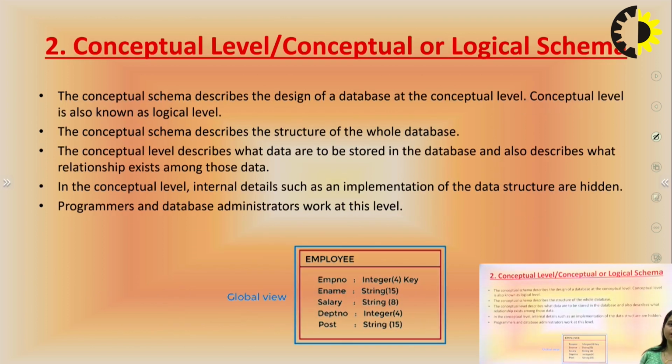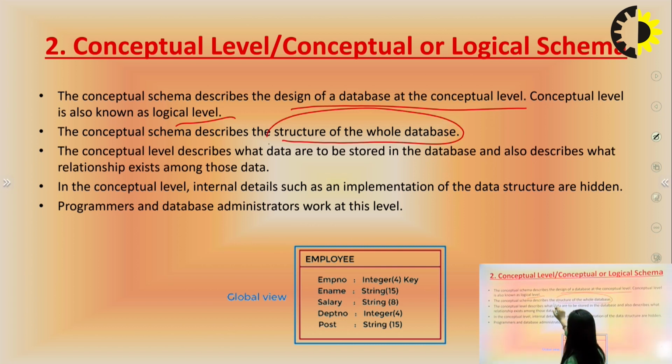Next is your conceptual level schema or logical schema. In the logical schema, we describe the design of the database at the logical level. It is also known as the logical level. It describes the structure of the whole database like this. The employee table has employee number which is an integer of length 4, and employee name which is of string type and can have a maximum length of 15. Such kind of structure is defined in the logical schema.